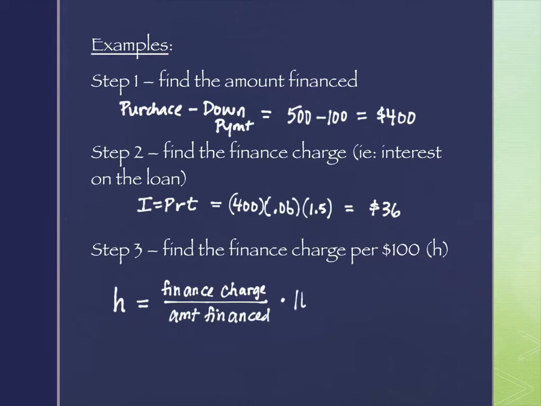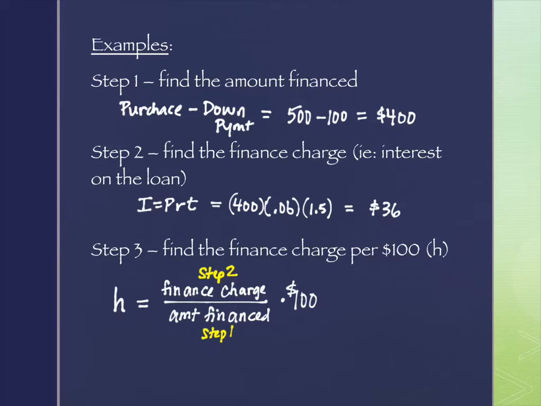And we multiply it by $100. Not 100%, $100. So this is step 2 on top, and this is step 1 on bottom. The finance charge is what we did in step 2. The amount financed is what we did in step 1. We divide them, and we're going to multiply it by 100.